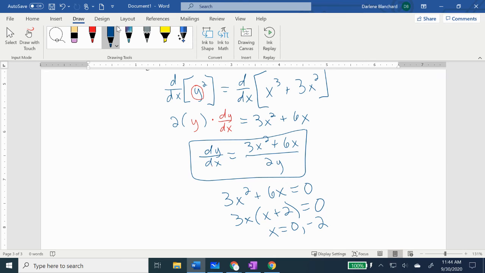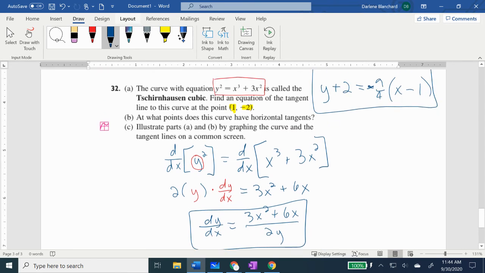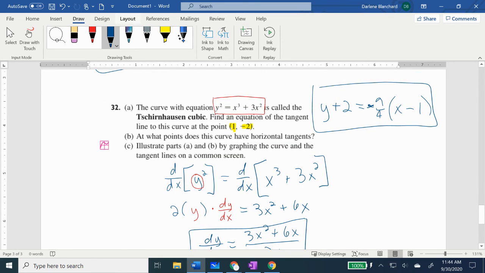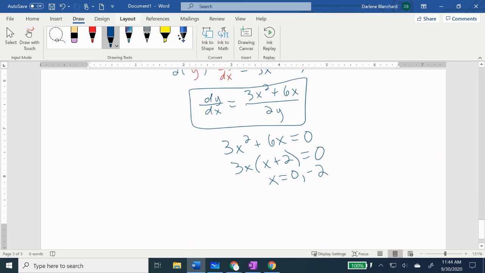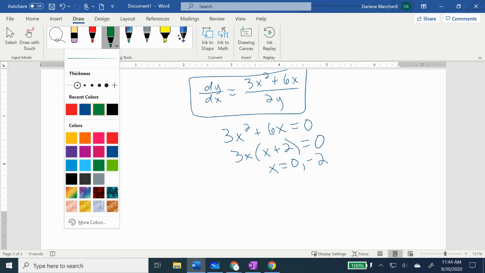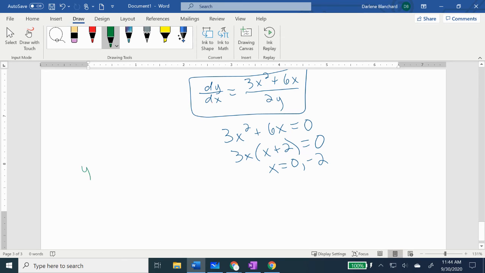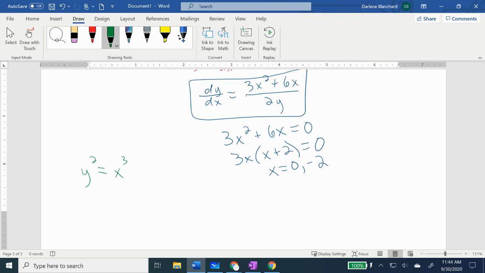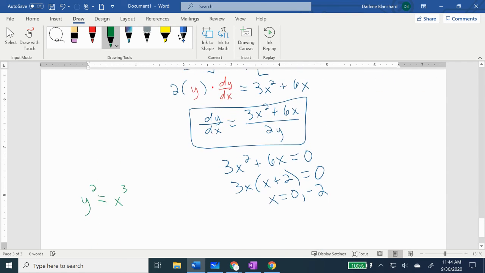But how do I know what the denominator 2y is with those x values? In fact, I was supposed to find the points where I have horizontal tangent lines. That means I need the y that goes with it. So I need the equation back. The equation being y squared equals x cubed plus 3x squared. I'm going to write that down. Pick another color.